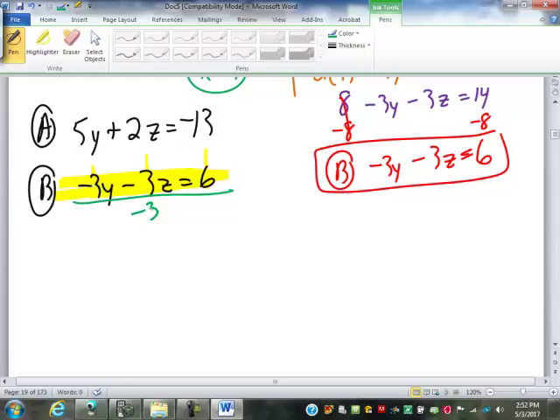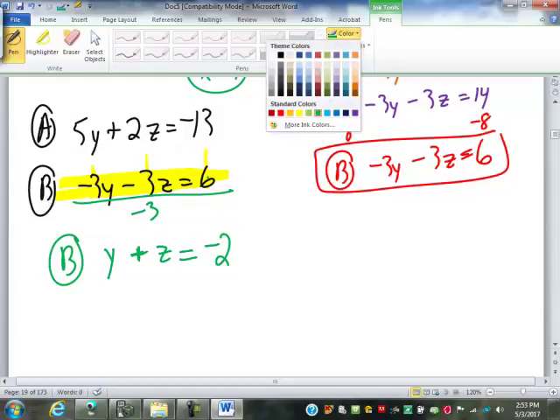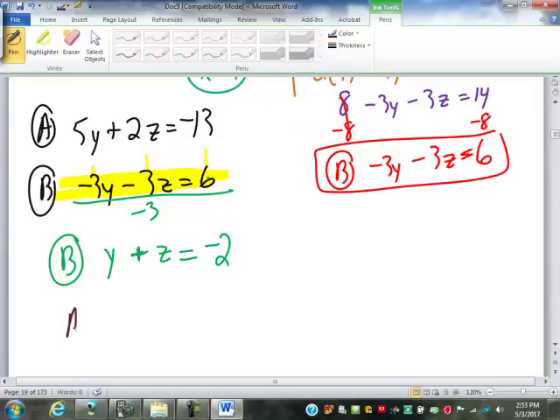So negative 3y divided by negative 3 is just 1y, or just y. Negative 3z divided by negative 3 is just 1z, or just plus z, equals 6 divided by negative 3 is a negative 2. So equation B can reduce down to y plus z equals negative 2. So my equation A is still 5y plus 2z equals negative 13.